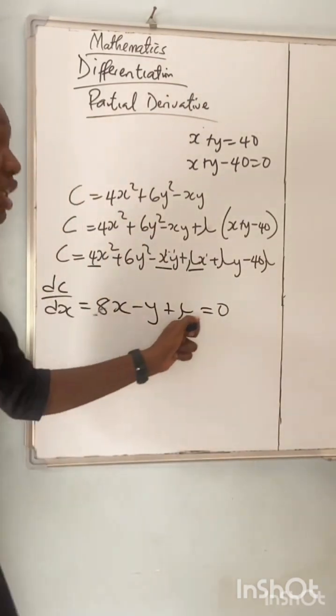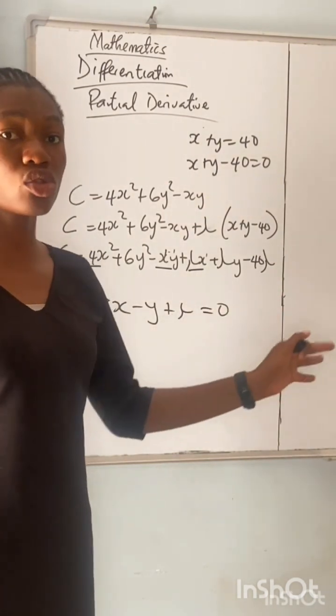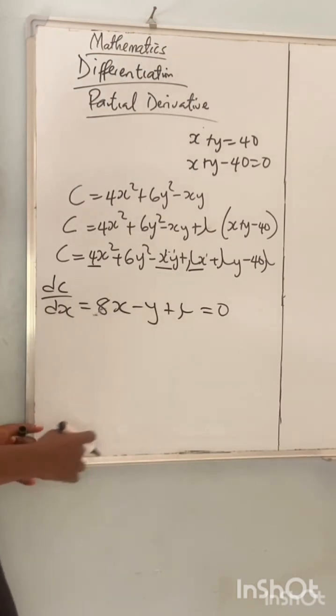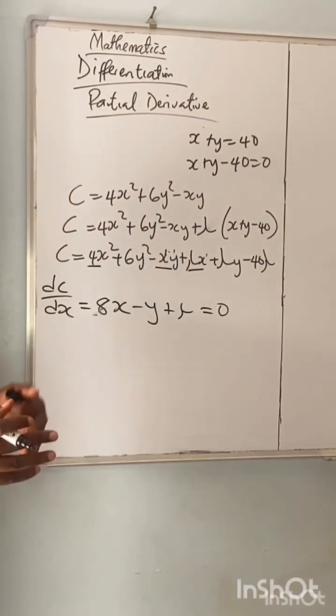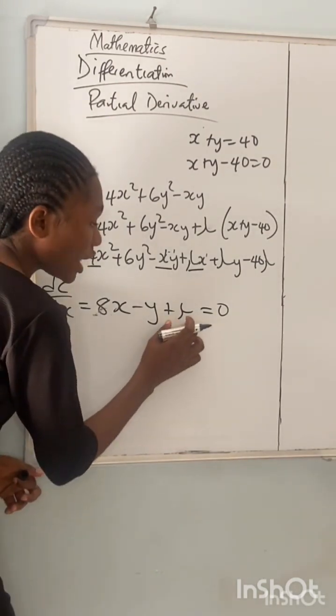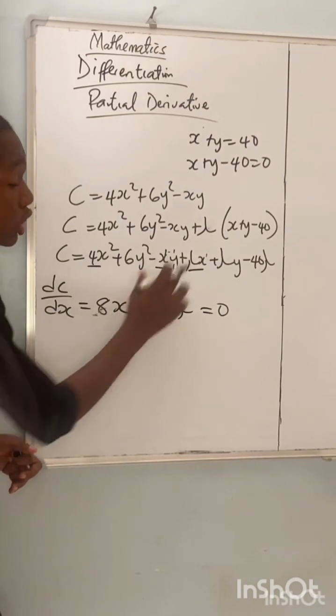I'm equating to 0 because it is our turning point, so our equation becomes equal to 0. From here I can also decide to make my Lagrange the subject of the formula. I can take our Lagrange from here all over, or if I want, I can take this one to the other side.